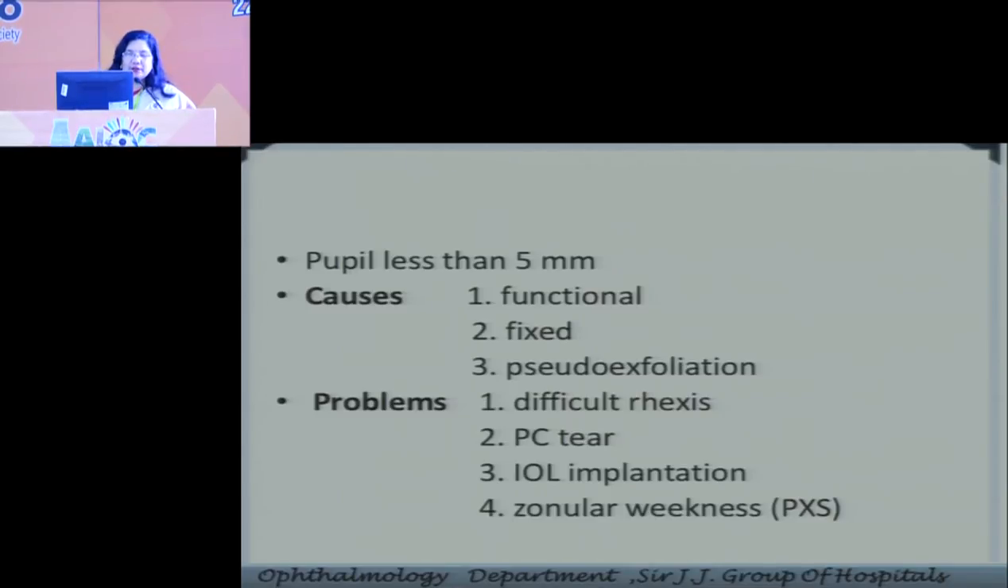Good afternoon, Dr. Amar sir. So the king in ophthalmology. Amar sir, please come and sit on the dais.